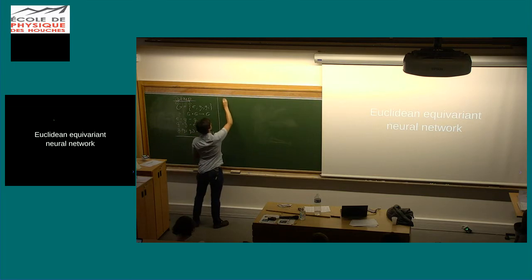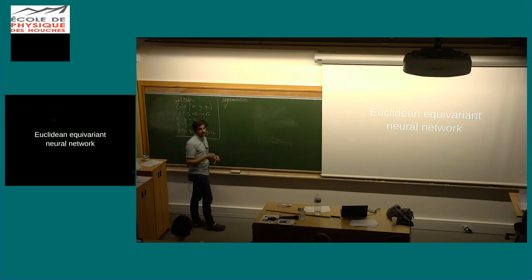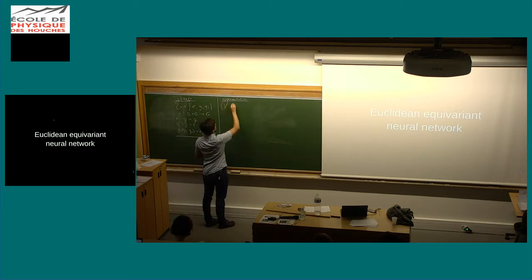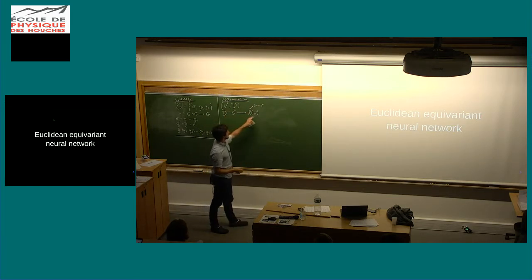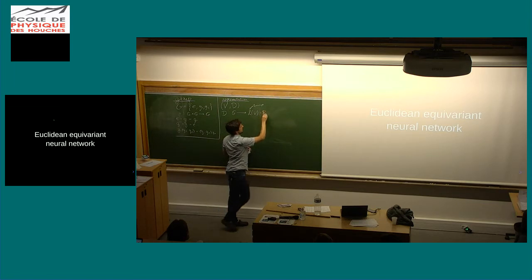So now, what is a representation of a group? It tells you how the group acts on a vector space. So you have a vector space V, and D is a mapping from the group to the linear maps on the vector space. If it's finite dimensional, these are just matrices, dim V times dim V.